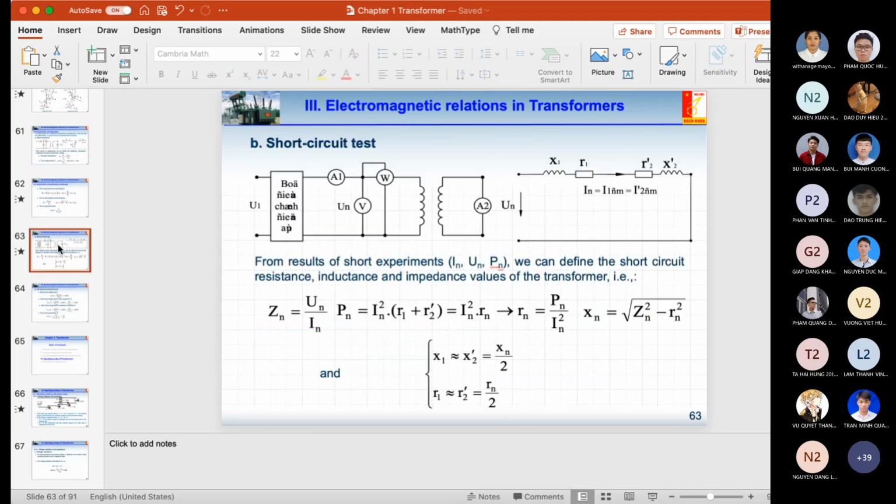For the next slide we are talking about the short circuit test. Short circuit test means that the output wiring of the transformer is connected together, here. For this one we have to use a changeable source, which means an electric device that can change the input voltage of the transformer. That's called the auto transformer.